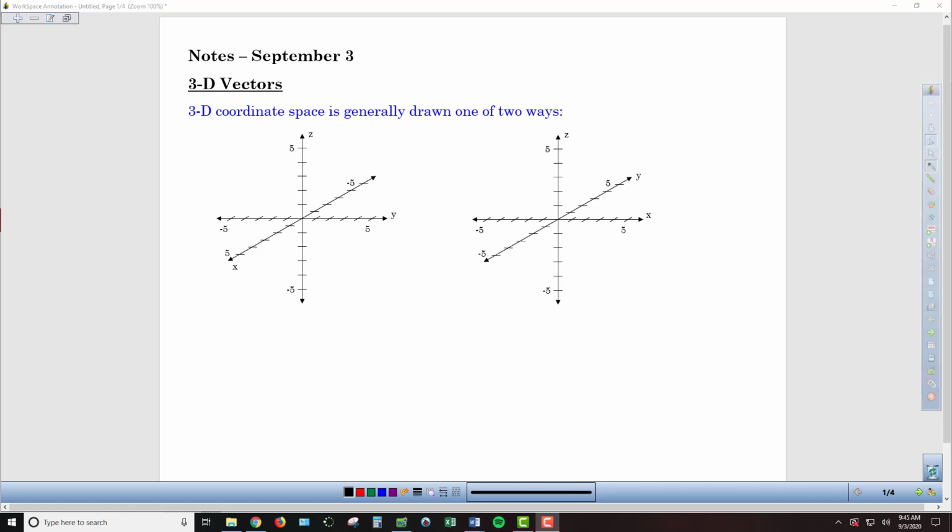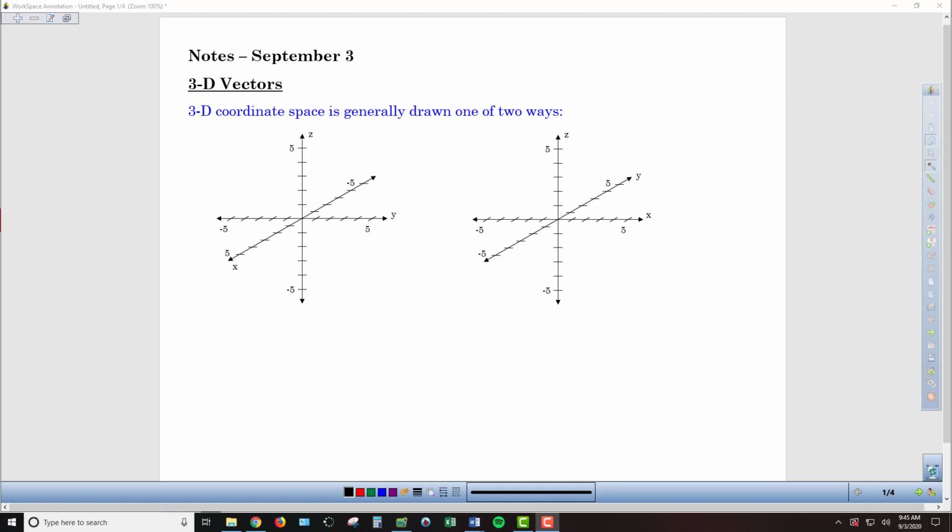So we aren't limited to just studying vectors in two-dimensional space. We also need to recognize that we can have 3D vectors as well. And so in order to be able to, at least to some level, understand three-dimensional vectors, we have to be able to visualize three-dimensional space.